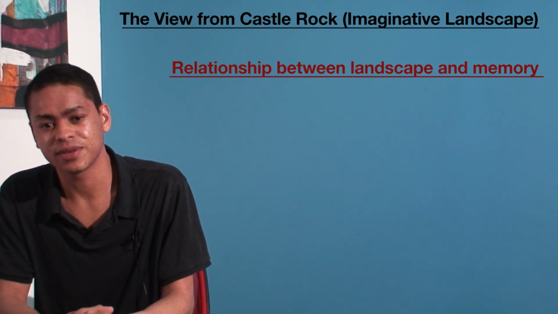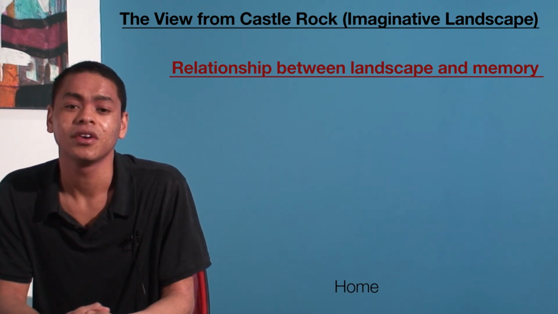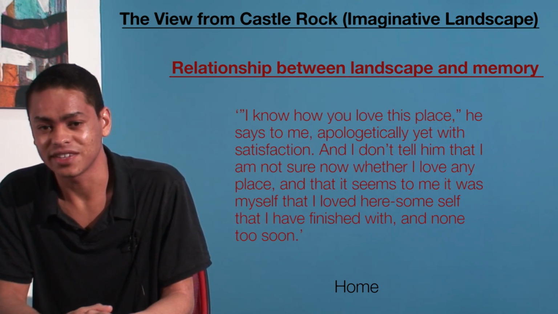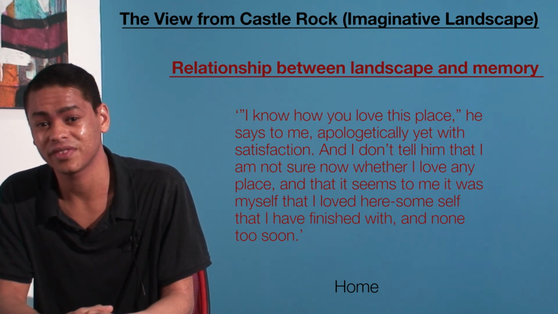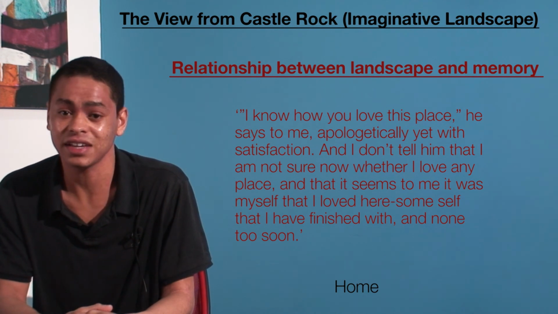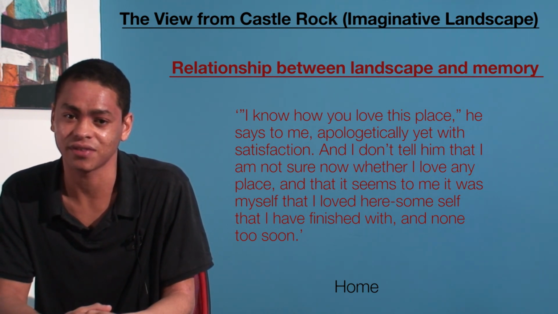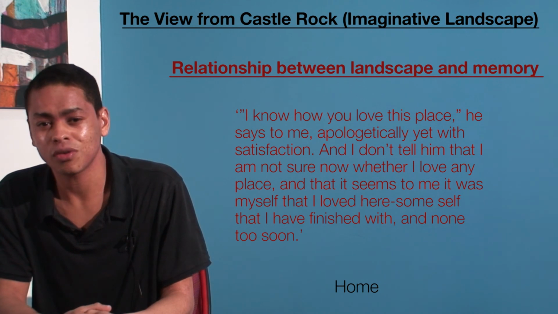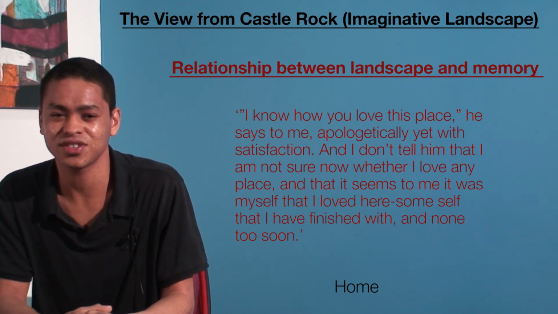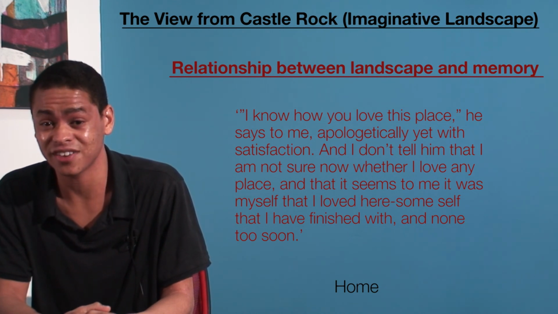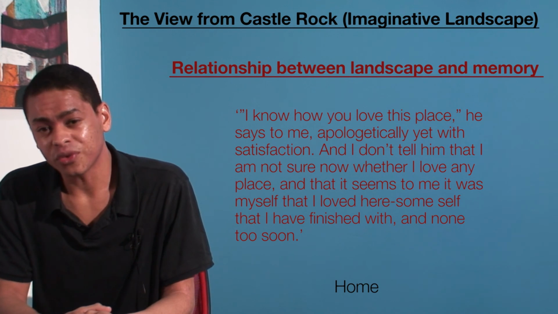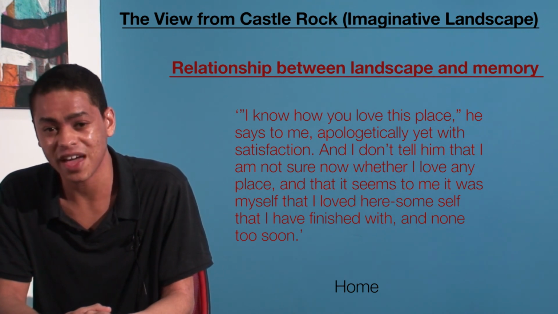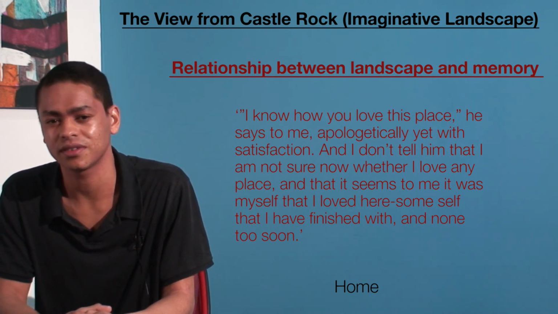The complexity of our relationships with places from our past is explored in Home. Munro reflects on her misconstrued connection to place by her father. "I know how you're in love with this place," he says to me, apologetically yet with satisfaction. "And I don't tell him that I'm not sure now whether I love any place. And it seems to me it was myself that I loved here, some self that I have finished with, and none too soon." Here, Munro is unsure whether her sentimentality towards the landscape of the past has to do with the place itself or her memory of how she and her life was back then. This reveals the complex notion that our fond memories of place aren't necessarily related to landscape, but to how we and our perception of the world were different when we experienced it.